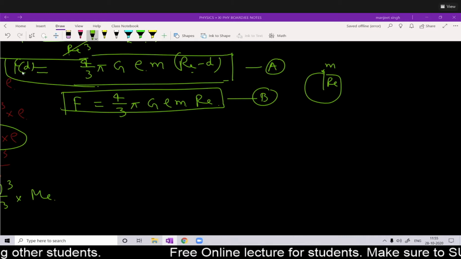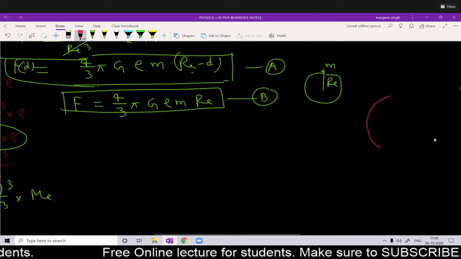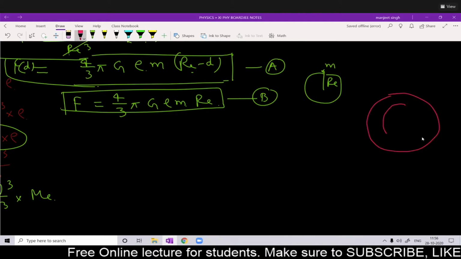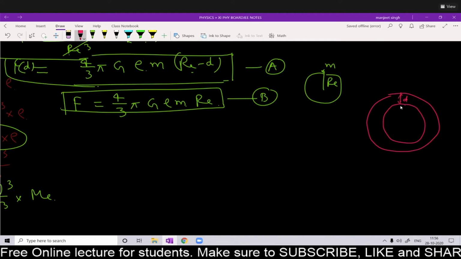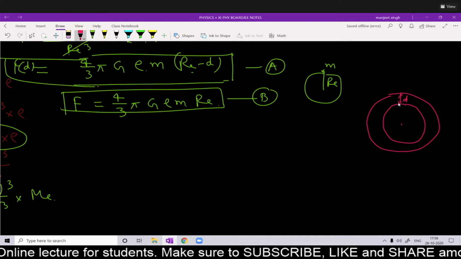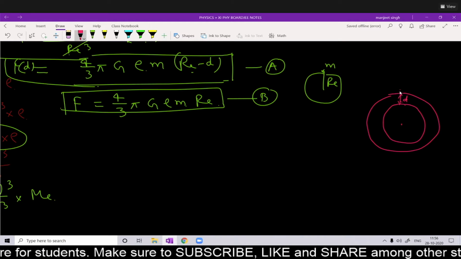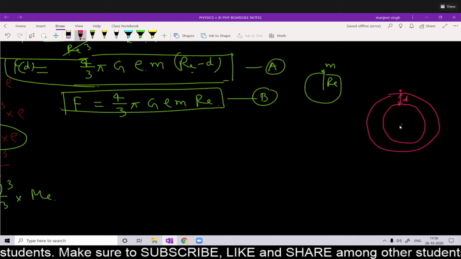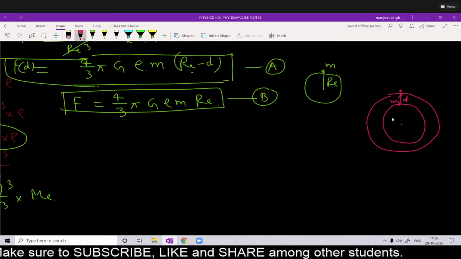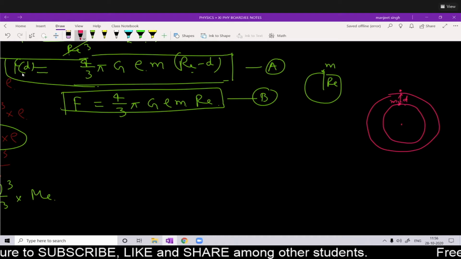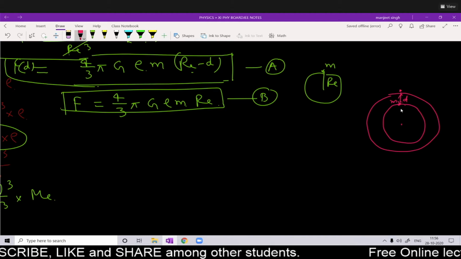Now, what is FD? Let us remind again that we are at a depth D under the earth. We have gone down inside the earth by making a tunnel. We are not on the surface. We are at a depth D. So this is our mass, and this is the force on us, FD. So force on us due to this only.